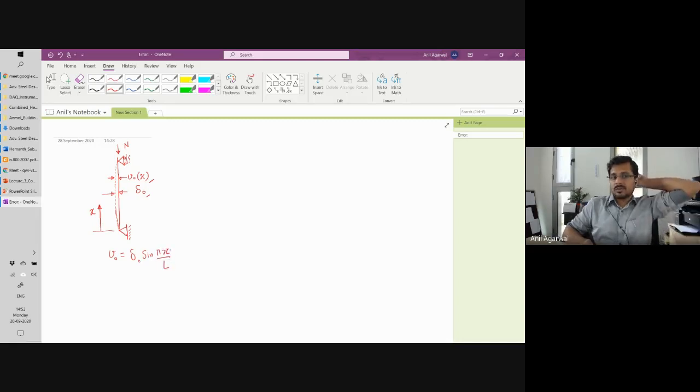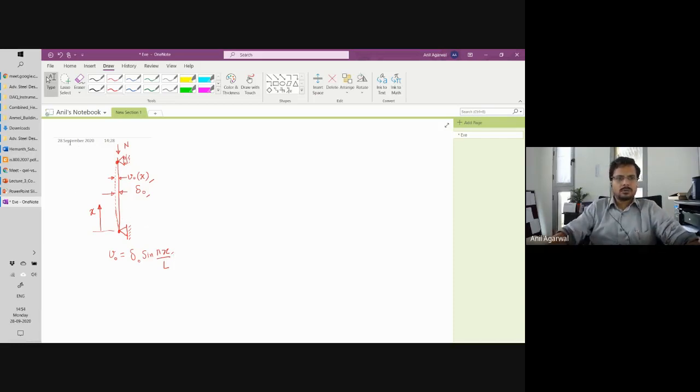So when x is equal to 0 or when x is equal to L, what do I get? V0 is equal to 0, because then I get sine pi or sine 0, which is 0. So at either end, my V0 turns out to be 0. But when x is equal to L by 2, I get sine pi by 2, which is 1. So then I get delta 0. Okay, that looks okay, right?